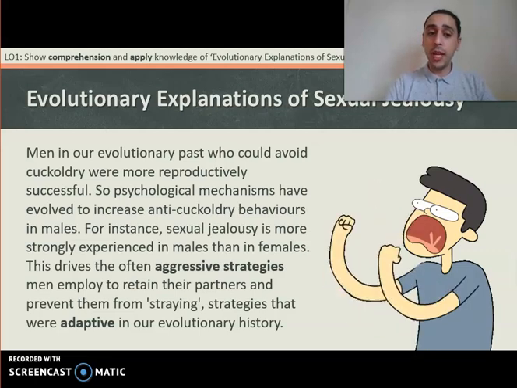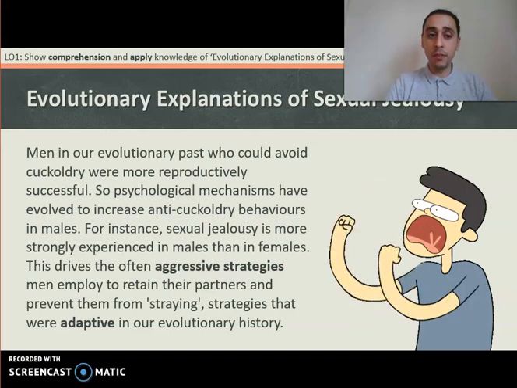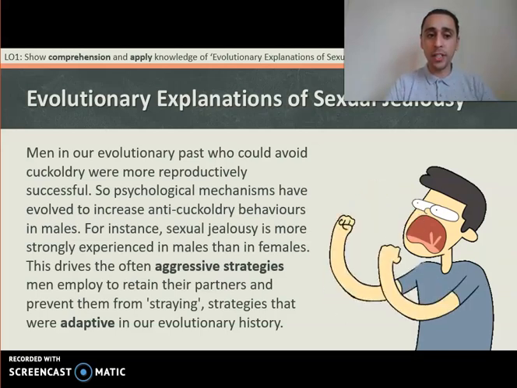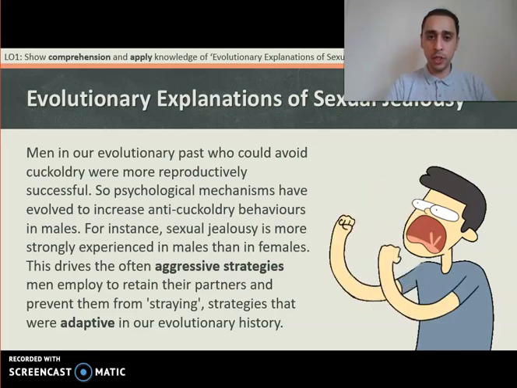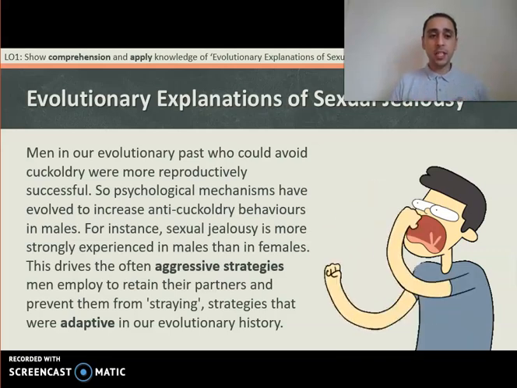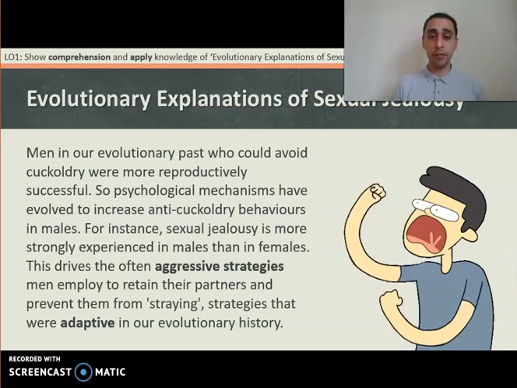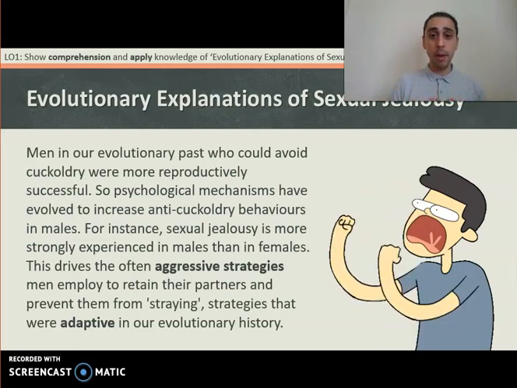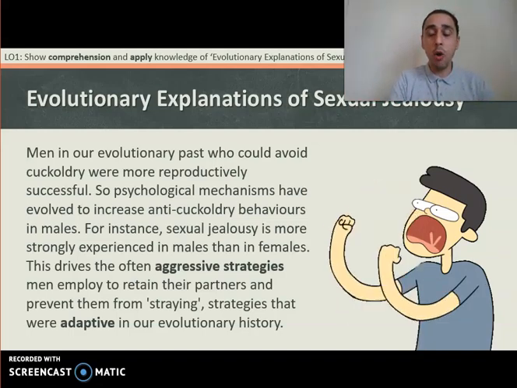For instance, sexual jealousy is more strongly experienced in males than in females. This drives the often aggressive strategies men employ to retain their partners and prevent them from straying, strategies that were adaptive in our evolutionary history. So these were useful things. To be sexually aggressive, and we're going to look at some examples in a second, was adaptive. It's useful. It helps us survive. If you stopped your partner looking at other men and potentially having children elsewhere, it was to your benefit because it means that they're going to take care of your offspring and pass on your genes, which is essentially the whole key of survival.